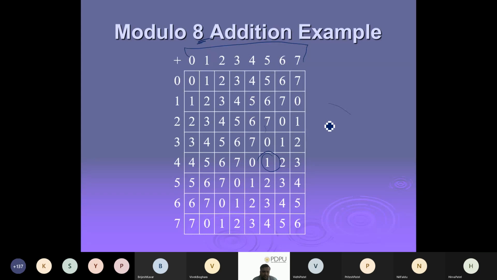Yeah, sir, it is 5 plus 4, that is 9, and 9 mod 8, that is 1. Okay, 9 mod 8, 8 is always there, right? So it will be 1. Good, very good.